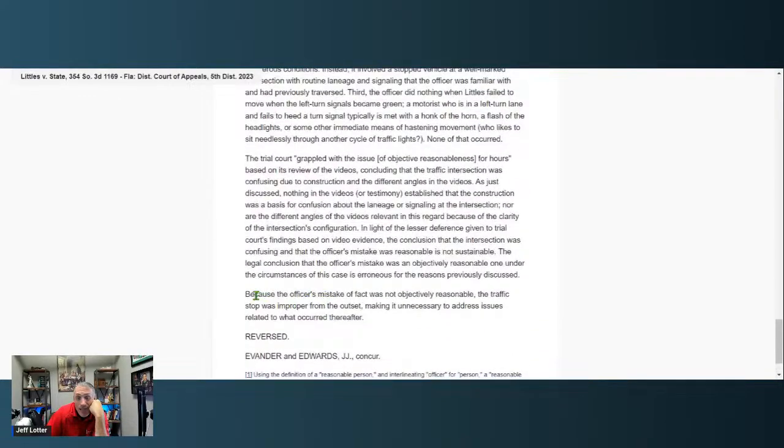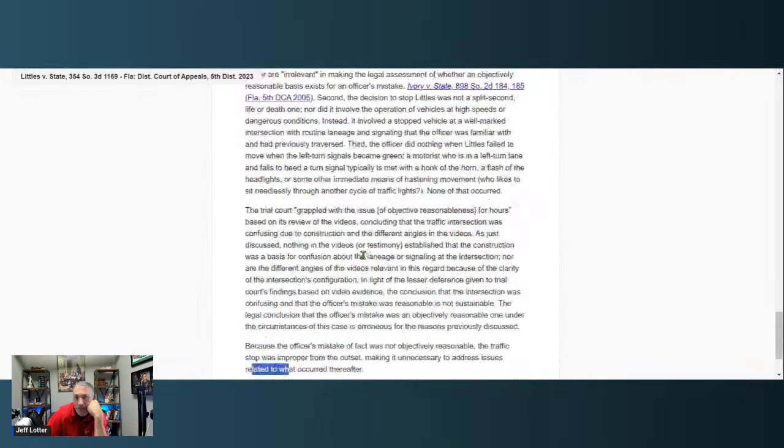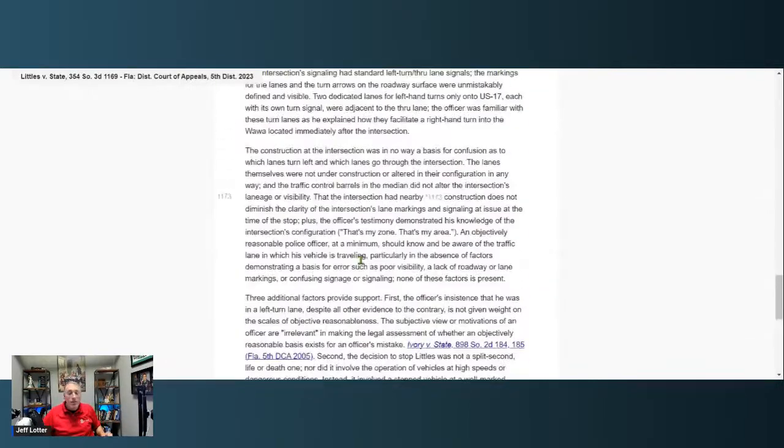So in here, the ruling on this, because the officer's mistake of fact was not objectively reasonable, the traffic stop was improper at the outset, making it unnecessary to address the other issues. So there's a lot of stuff that we can go into further there. There's a big difference, though, between this case and our other case. Did you see it in the body camera video? What's the difference between this case and the other case that is going to be a big problem?